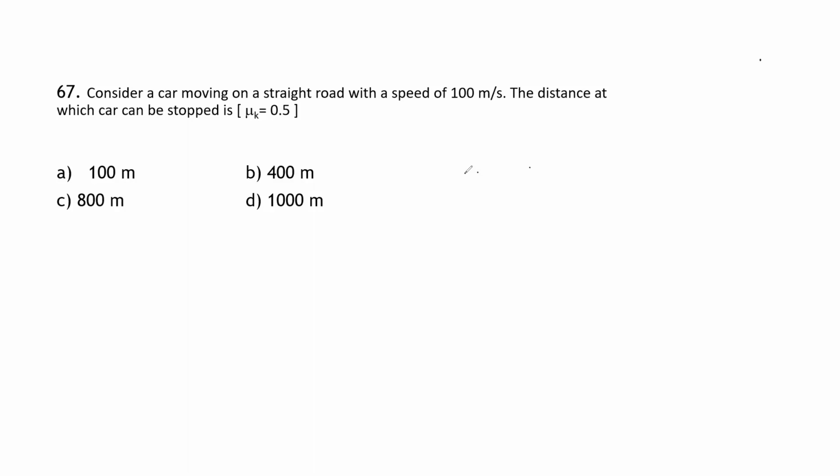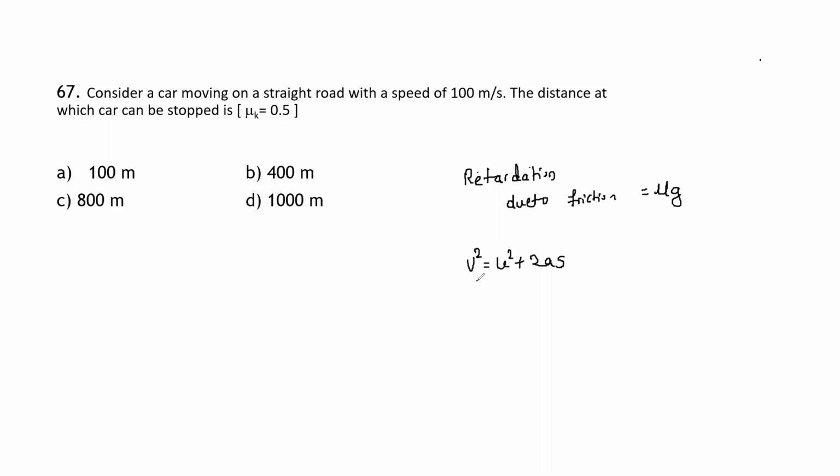We have, that is, retardation due to friction is equal to mu into g. We also know that v square is equal to u square plus 2a into s.